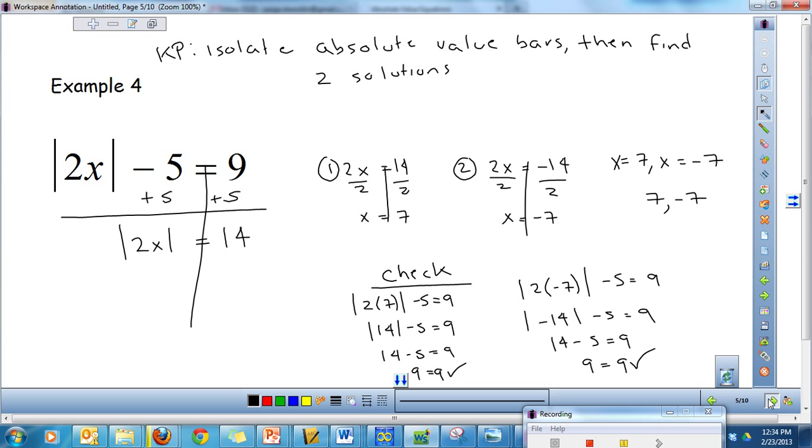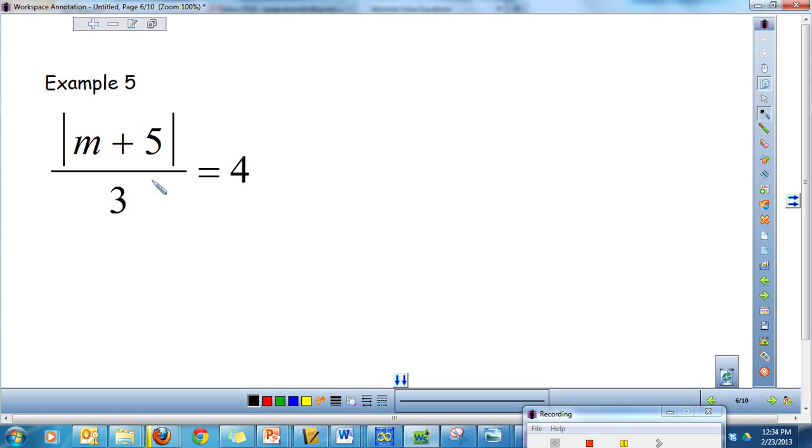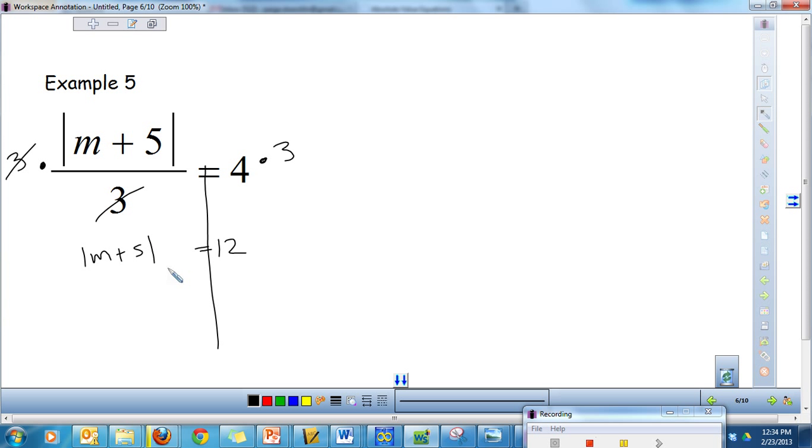Let's do a couple more examples. Again, we have the absolute value of n plus 5 divided by 3. I can't find my two solutions until I get this isolated, so I need to get rid of this divide by 3. How do you undo divide by 3? You multiply by 3. These 3's cancel out. I'm left with the absolute value of n plus 5 equals 12. Now that my absolute value bars are isolated, I can go ahead and solve. So I'm either going to have n plus 5 equals 12 or n plus 5 equals negative 12.